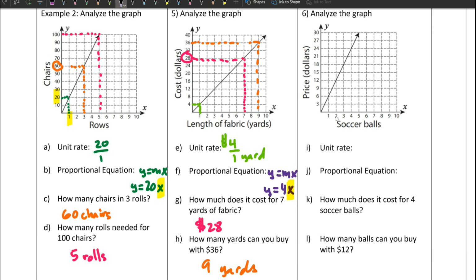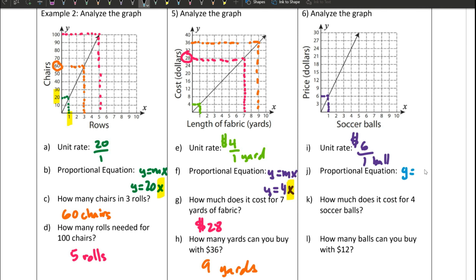Okay, number 6. Analyze the graph. The x value represents soccer balls, and the y value represents the price in dollars. Unit rate: how much does this cost for 1? So 1 ball costs $6. So 6 over 1, $6 for 1 ball.